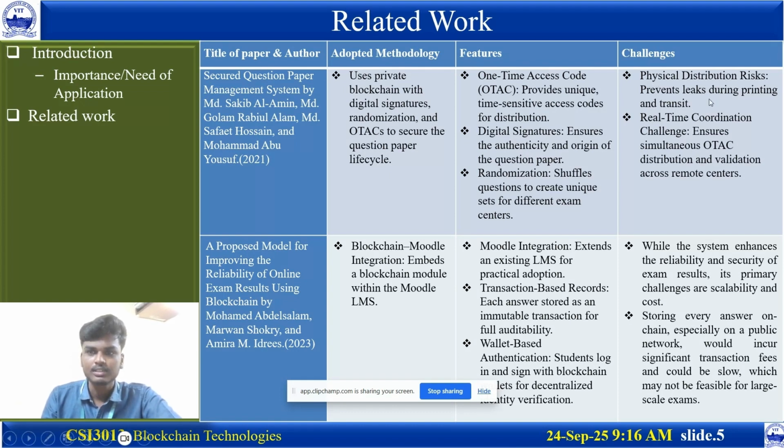The first limitation is physical distribution risk. It does not prevent leaks during printing and transit. This blockchain ensures the security of the question paper only until it is printed. The next is the real-time coordination challenge: ensuring simultaneous OTAC distribution and validation across remote centers.